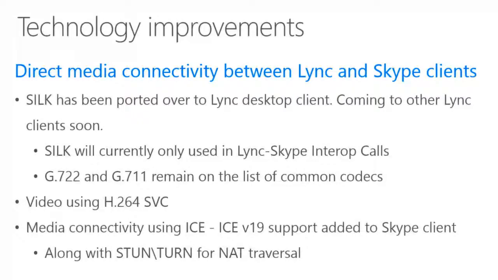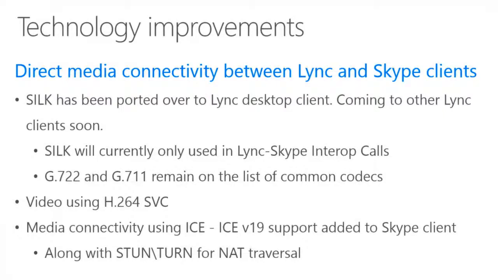We've added the Silk codec. It has been ported and included in the Lync desktop client, and we'll come to the other Lync clients as we roll those out. The Silk codec will be used in Lync Skype interop calls. So it's not currently changing anywhere else, but the initial rollout of Silk will be for these interop calls between Lync and Skype endpoints. We'll continue to use G722 and G711 for interoping between clients, for V1 clients who don't have the Silk codec in there. So G722 will still remain in there.